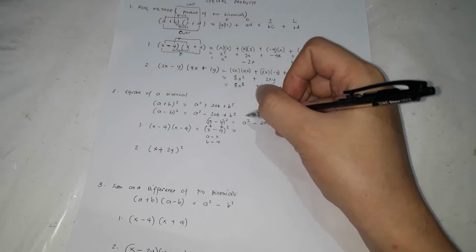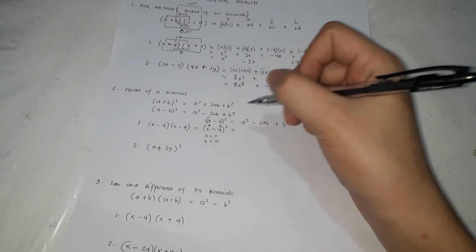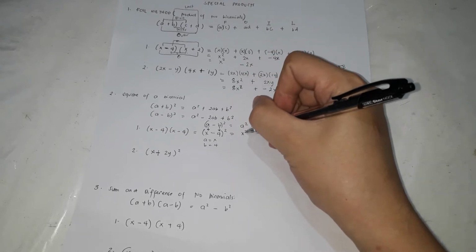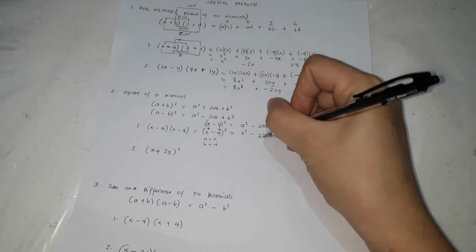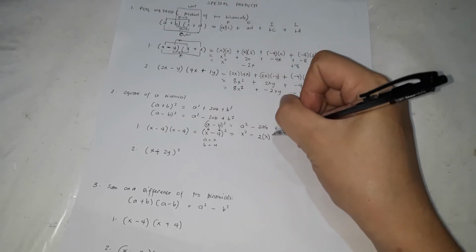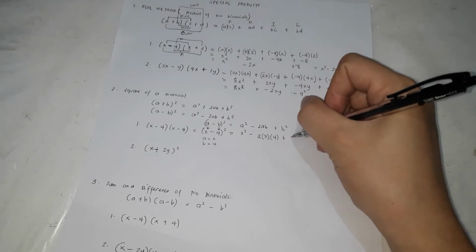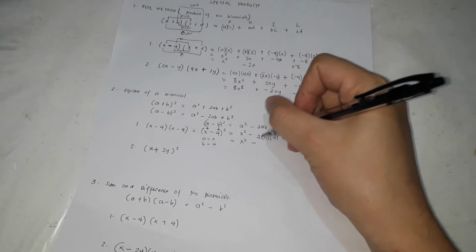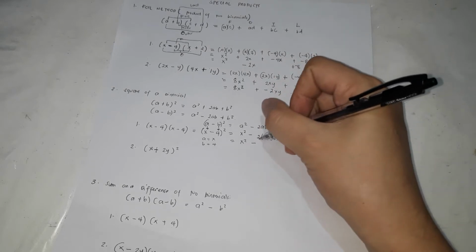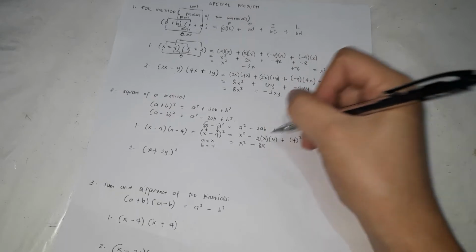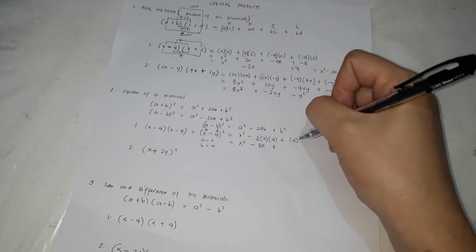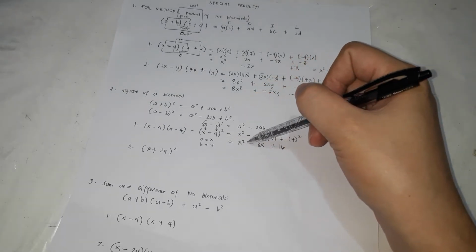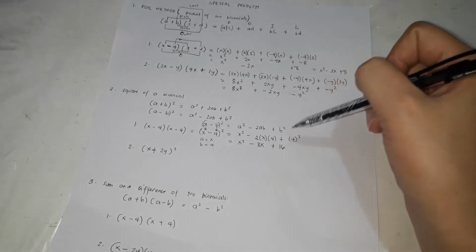So a squared is, alam na natin na si a is si x. So lahat ng a palitan ng x, lahat ng b palitan ng 4. So a would become x squared minus 2 times a times b, 2 times x times 4, plus b palitan mo ng 4 squared. So it will become x squared minus 2 times 4 is 8, copy x, plus 4 squared is 4 times 4 which is equal to 16. So the answer is x minus 4 squared is equal to x squared minus 8x plus 16.